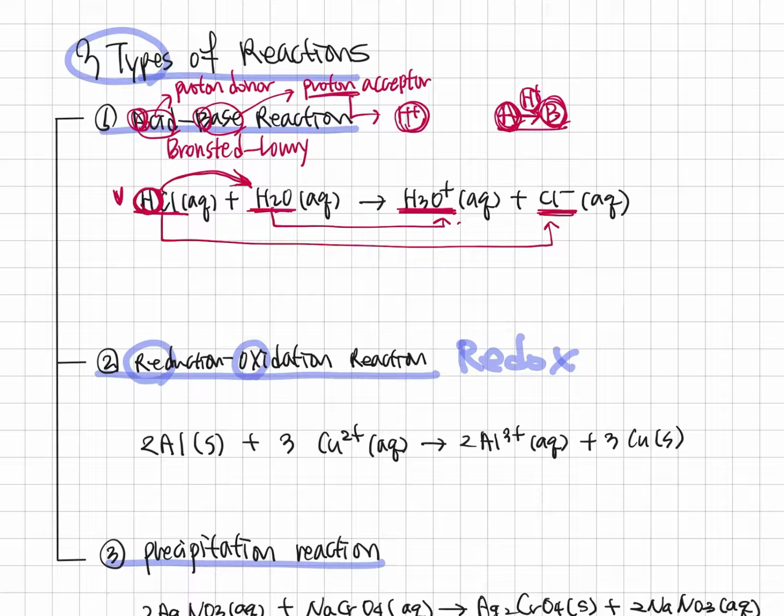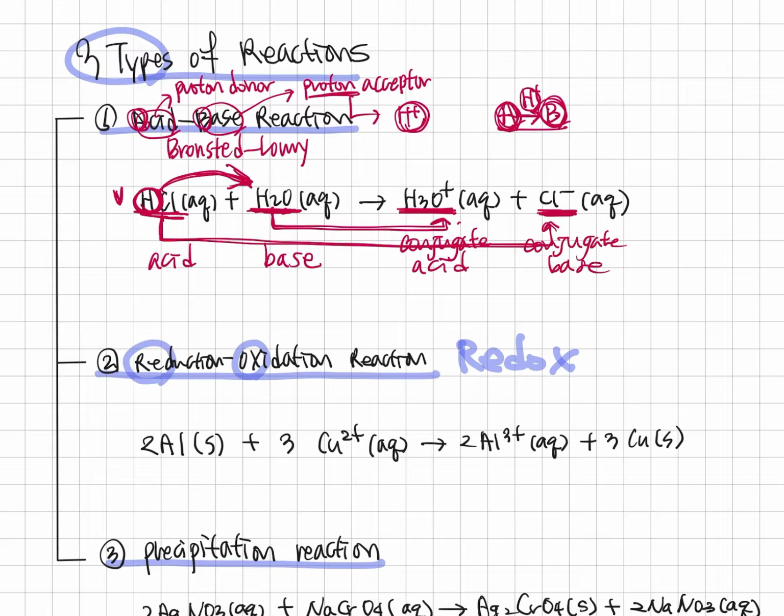So we call this the acid. And H2O was the one that received the proton, so we're calling this the base. And as the H2O received the proton, it became H3O plus, and we're going to call this the conjugate acid. And HCl became Cl minus by giving away that proton, and we're going to call this the conjugate base.